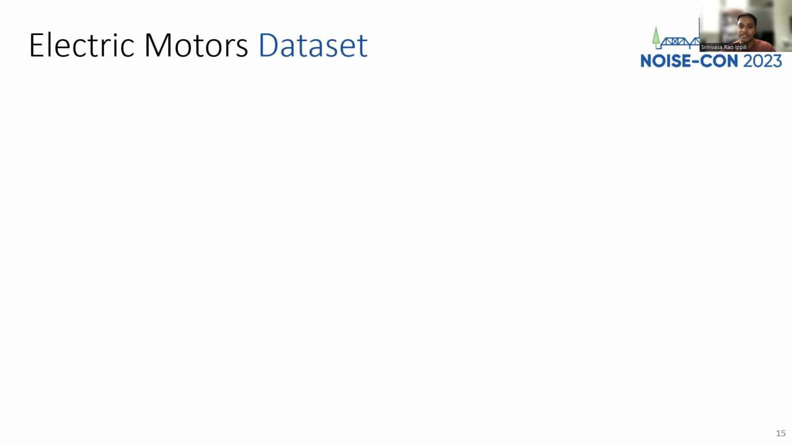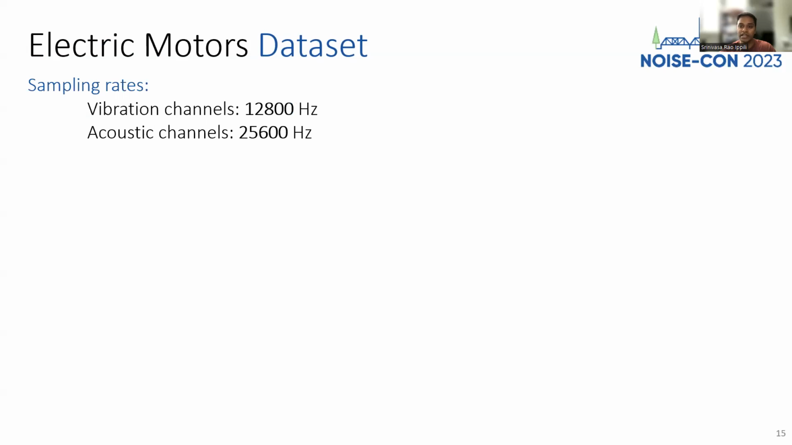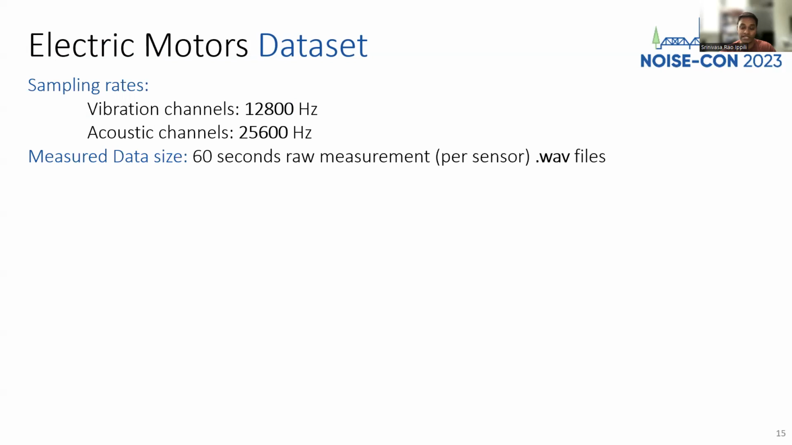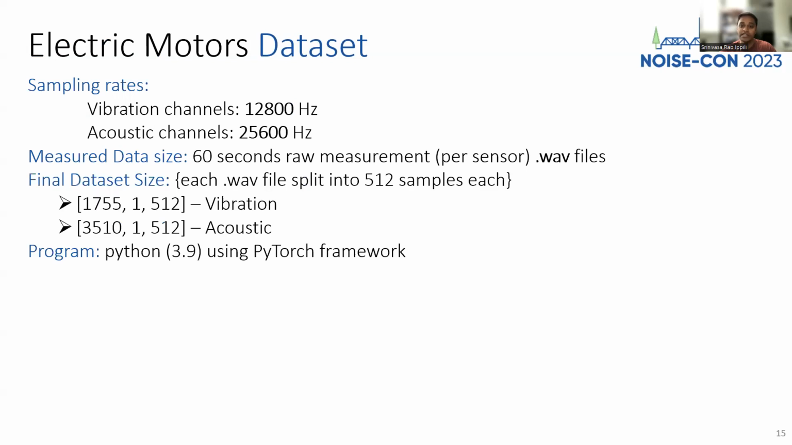As a first step, the data sets required for training the CNN model are prepared. The vibration measurements are collected at a sampling rate of 12,800 Hz, while the acoustic measurements were collected at 25,600 Hz sampling rate. Each measurement is made for 60 seconds at each speed, then converted and saved to WAV files. The data is imported into a Python model I developed using PyTorch framework that splits each WAV file into small snippets of 512 sample points each. The data sets from each sensor are then individually normalized using min-max scaling.